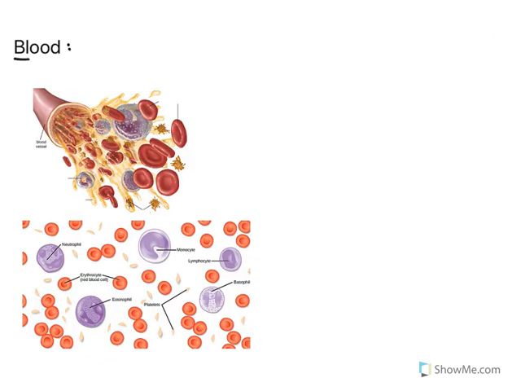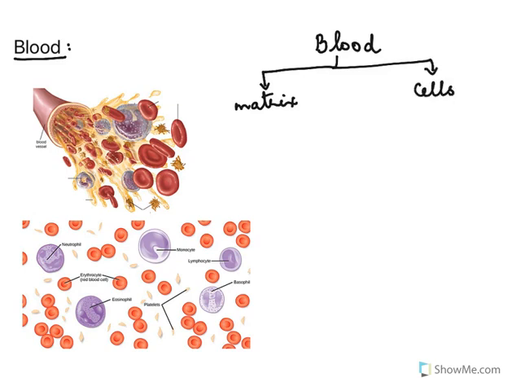Let's go a little more in detail into the structure of the blood. Like all other connective tissue, blood is made up of a matrix which is called plasma, and it is made up of different kinds of cells. The matrix in blood is called plasma, and it is the liquid part of the blood. And the cells of the blood are of many kinds.